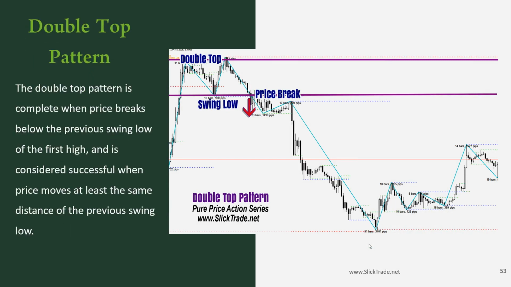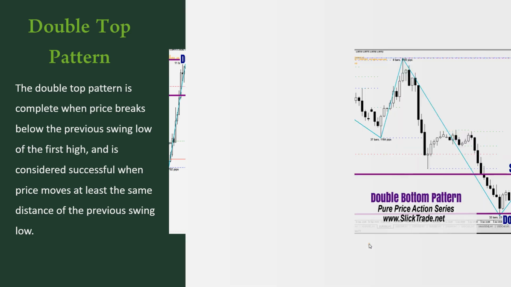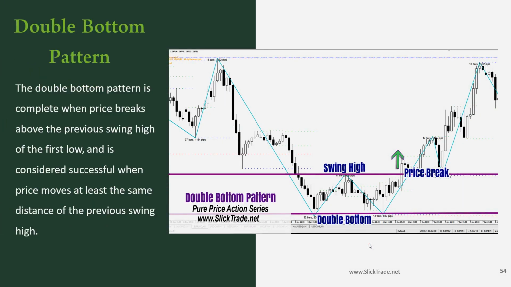The double top pattern is complete when price breaks below the previous swing low of the first high and is considered successful when price moves at least the same distance of the previous swing low. The double bottom pattern is complete when price breaks above the previous swing high of the first low and is considered successful when price moves at least the same distance of the previous swing high.